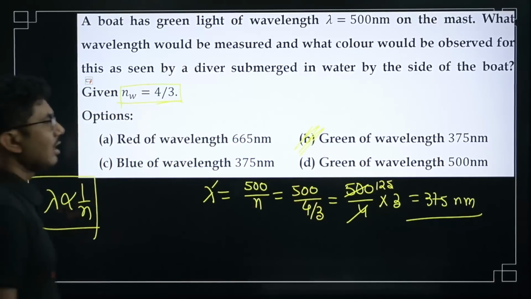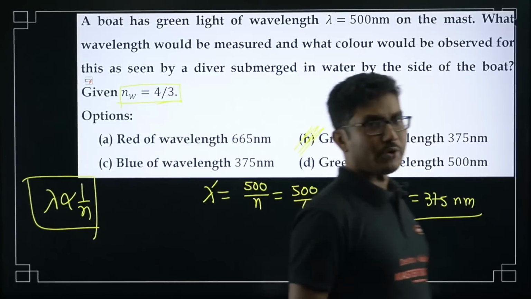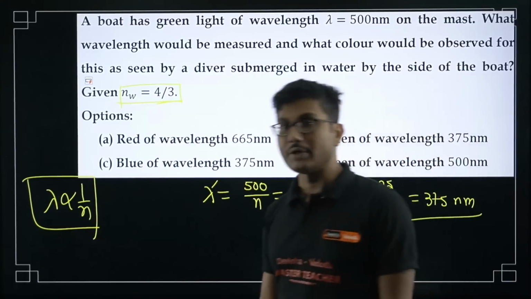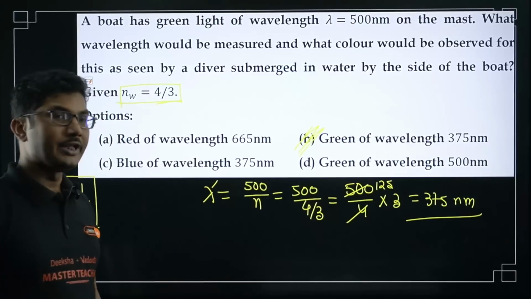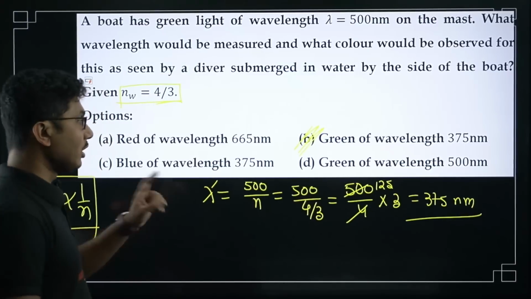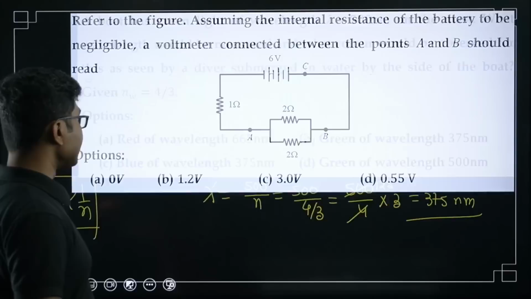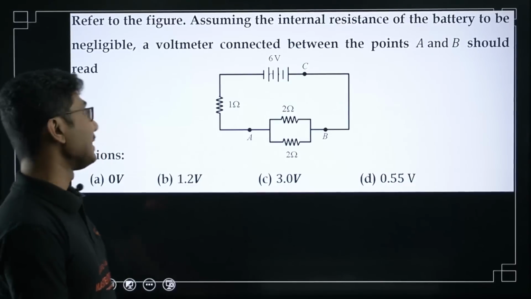The color will not change no matter from where you are observing. Color is a property of frequency. Frequency is constant no matter where you go; it does not depend on the medium. Only wavelength changes, speed changes, but frequency remains the same.